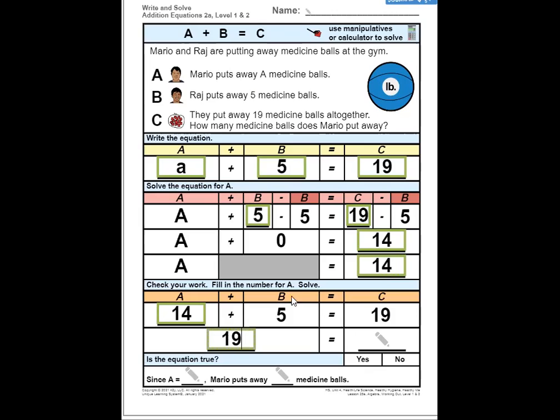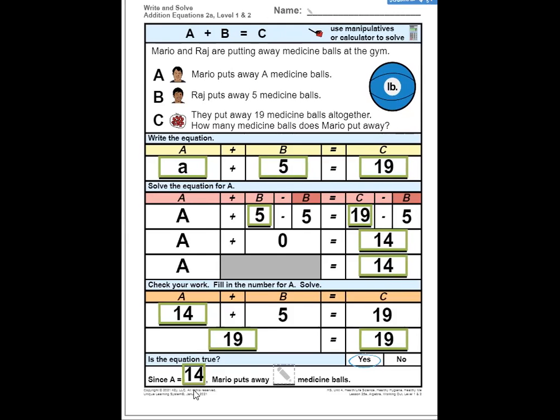Yes, 19 equals, we already know that that's 19. 19 equals 19. So is this equation true? Yes or no? Yes, it is true. Very good. Okay. So since A equals, what did they say A equals? 14. Very good. Since A equals 14, then Mario put away how many medicine balls?